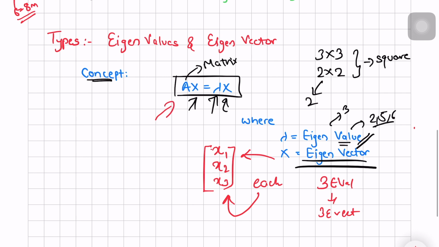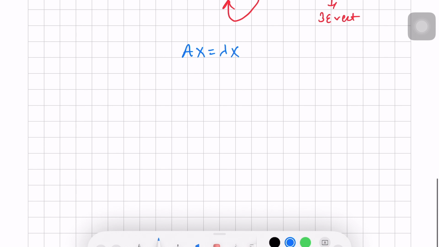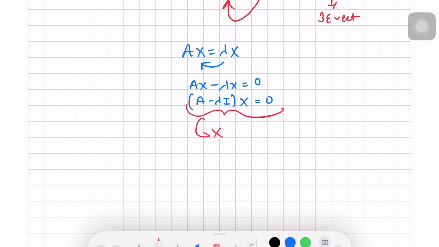From this equation, we can simplify. The equation above was Ax is equal to lambda x. If we take lambda x to this side, we will get Ax minus lambda x is equal to 0. Then taking x common, we can write (A minus lambda I) into x is equal to 0. So you can solve this equation to get your x.